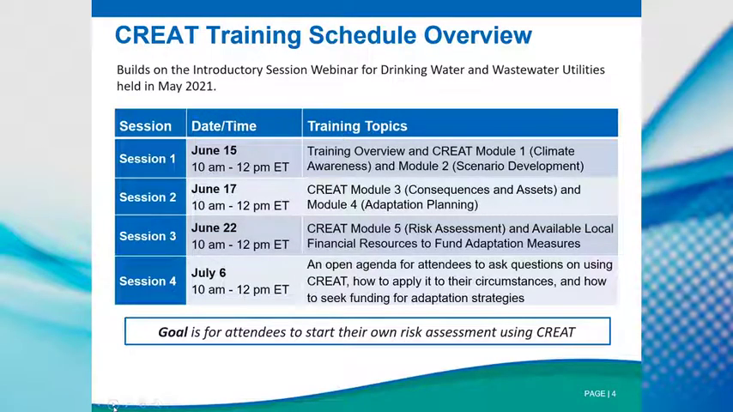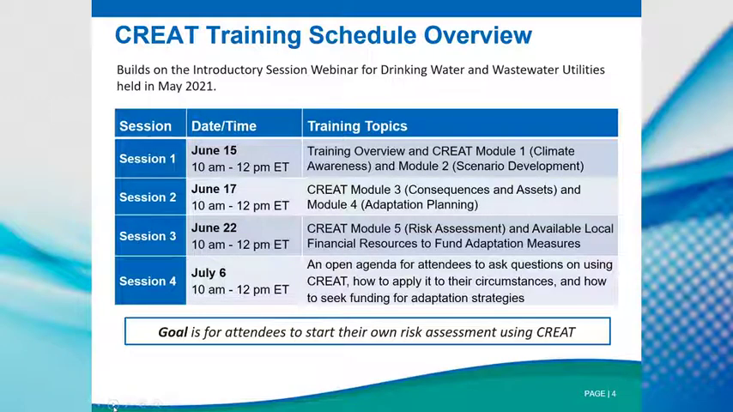And we're going to have a guest speaker talk about available local financial resources to fund adaptation measures. Session 4 is a couple of weeks after session 3. It's going to be June 6th. That's a Tuesday, same time as you can see for all of these sessions, 10 to 12 Eastern. And that final session is going to be an open agenda for attendees to ask questions on how to use CREAT, how to apply it to their circumstances, and questions on financing, funding, your resilience and adaptation strategies. We will also feature guest speakers for sessions 3 and 4 to go through that topic because we think that's more interesting for folks.